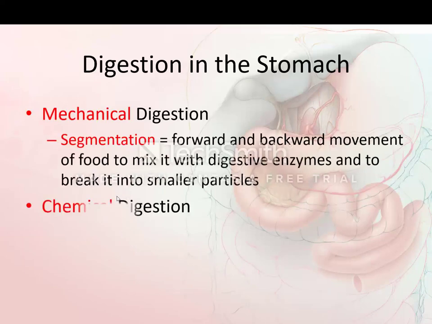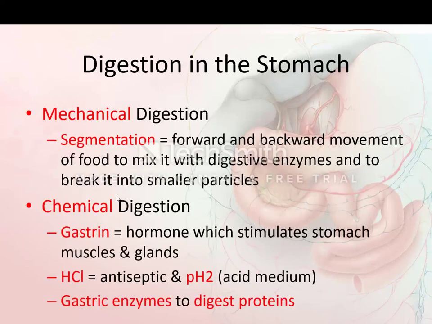Right, so inside the stomach, there is chemical digestion as well as mechanical digestion. So let's just look at mechanical digestion first. The food is mixing around, okay? It's moving around to mix with these acids. That means there is mechanical digestion, and that mechanical digestion is called segmentation, right?